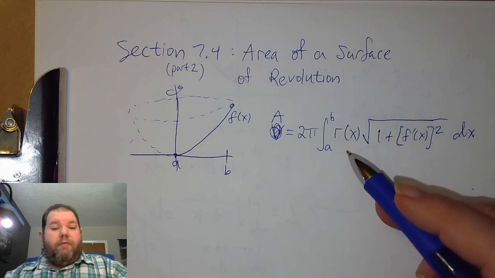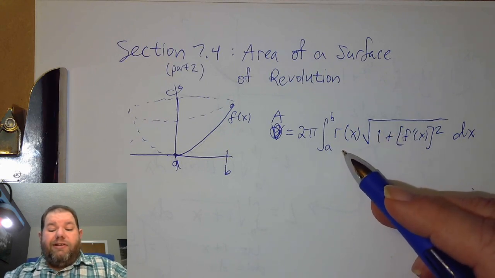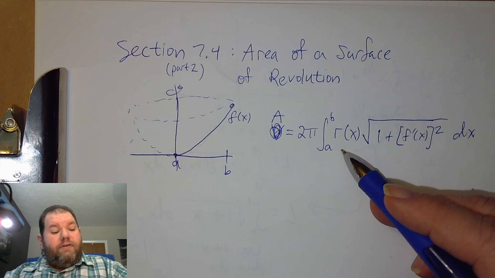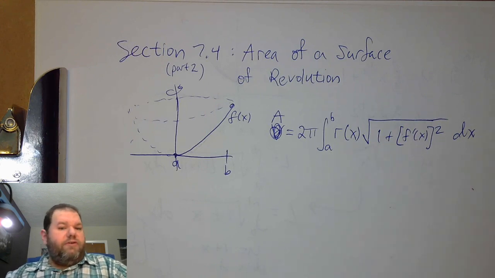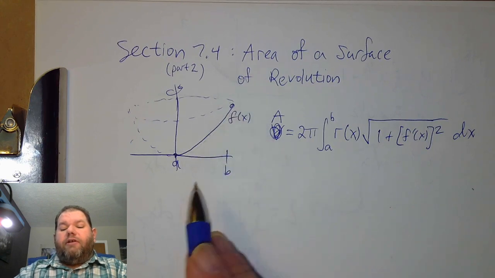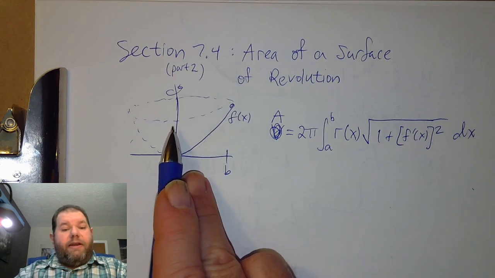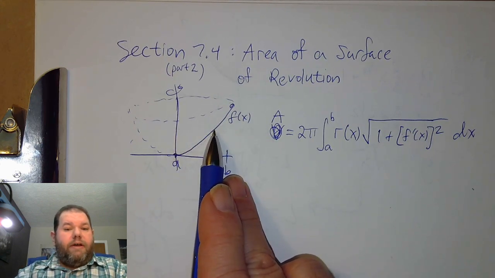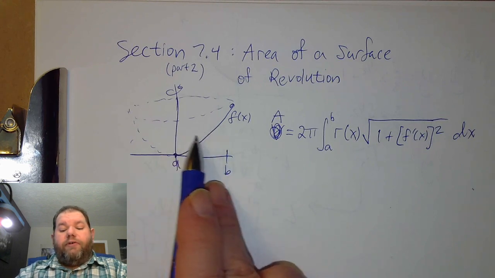So we keep our radius function, which in this case is just our x value. This is just like with the shell method, because if our function is right here, then how far we are away from the axis of revolution is just whatever the x value is. That's the horizontal component here.